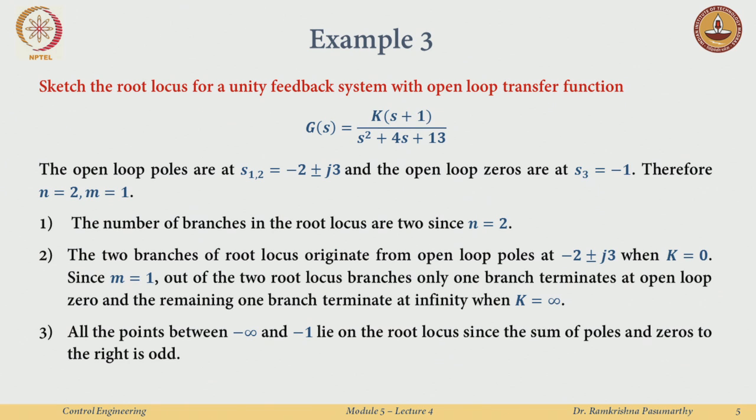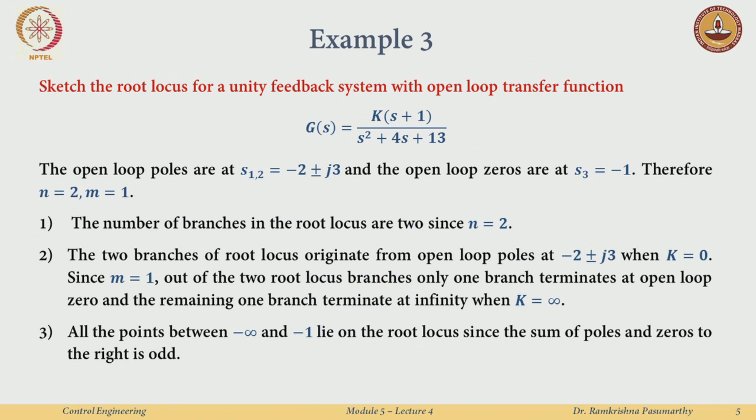Okay. So, we do an example. Sketch the root locus for a unity feedback system with the given open loop transfer function. Again, we have complex conjugate open loop poles, and a 0 at -1. n equals 2, m equals 1, so the number of branches is 2, and there is one 0. One pole will go to the 0 and the other will go to infinity. The two branches originate from here when k equals 0, and since m equals 1, one of the branches will go to this 0, and another will go to infinity. So, let us see how the plot looks.